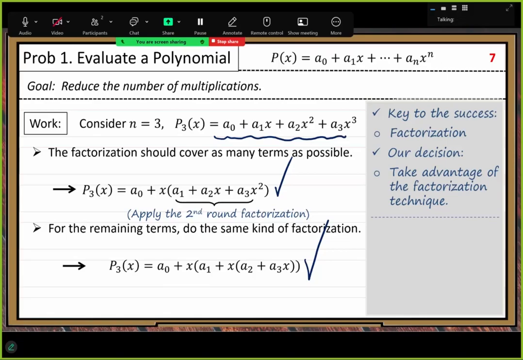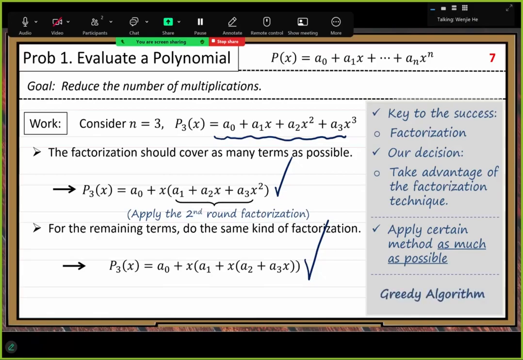Before we apply factorization to the original formula, how many multiplications do you need for the original formula? 1, 2, 3, that is 1 plus 2 plus 3, so you need 6 multiplications. Now, how many for our newest expression after 2 rounds of factorization? How many? 1, 2, 3. So you reduce the multiplication number from 6 to 3.